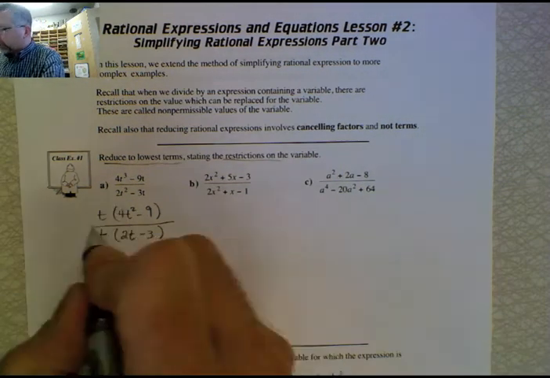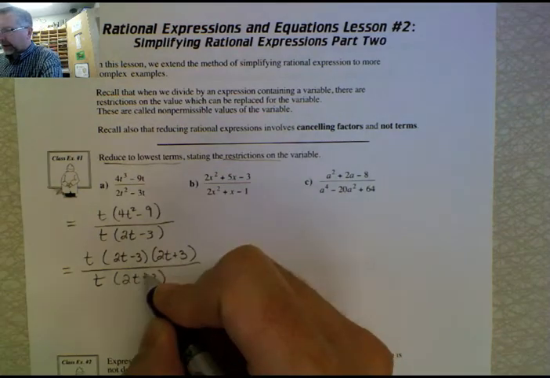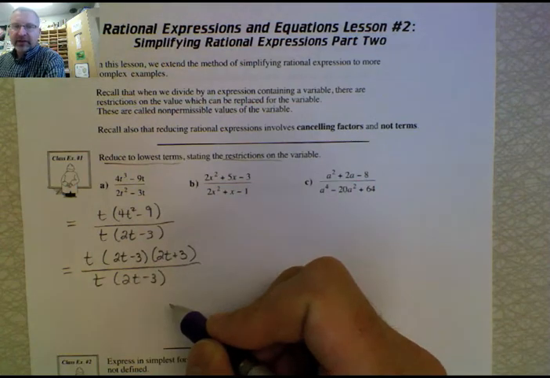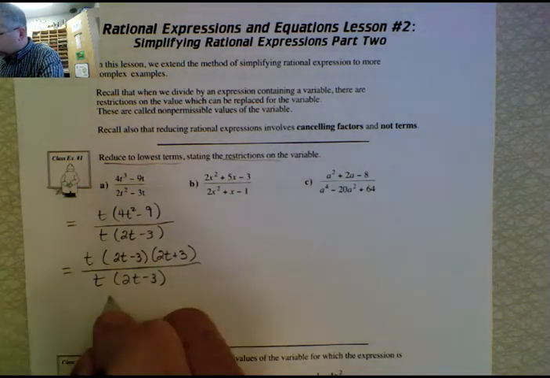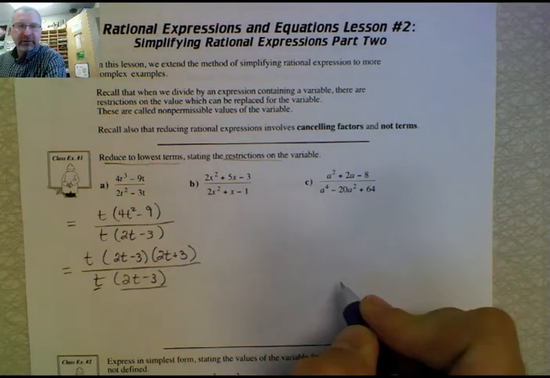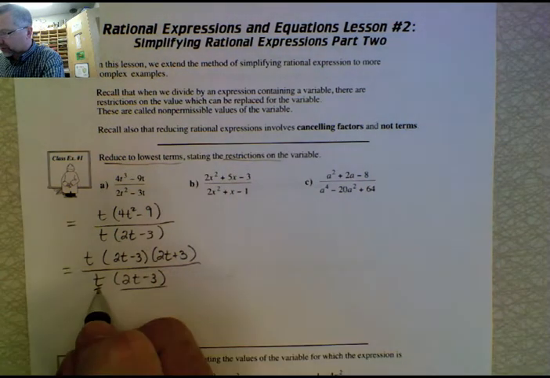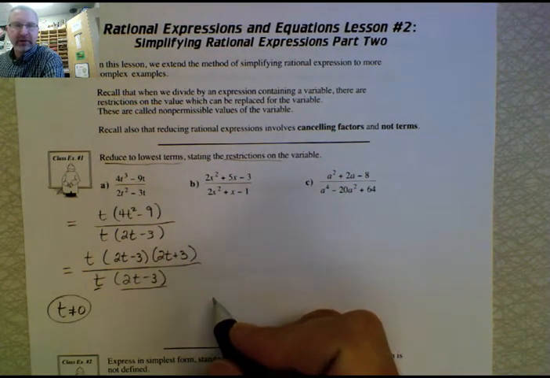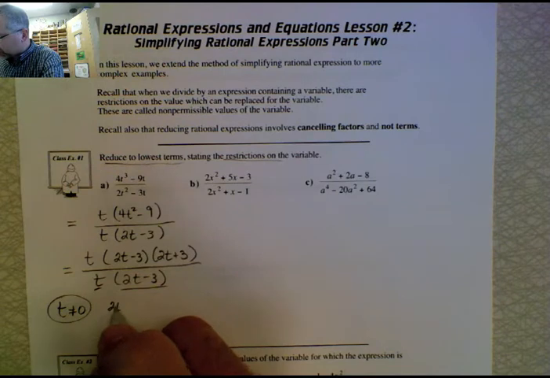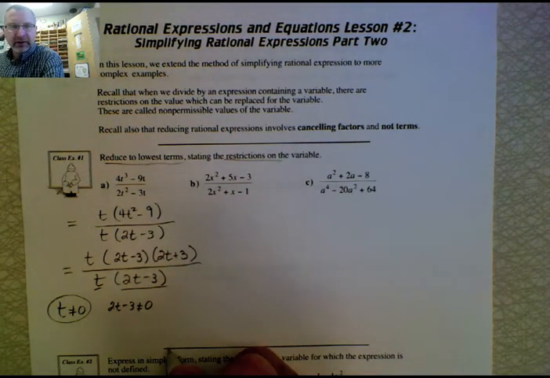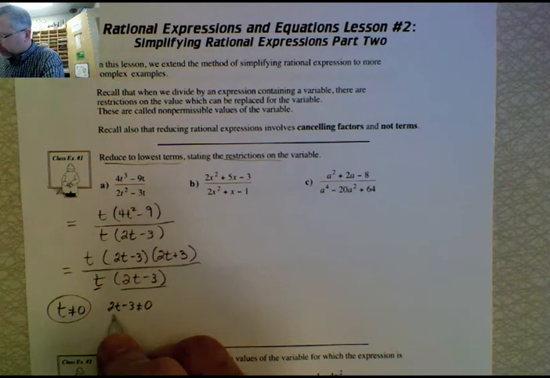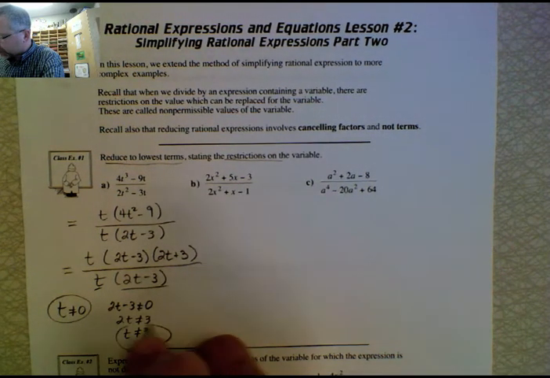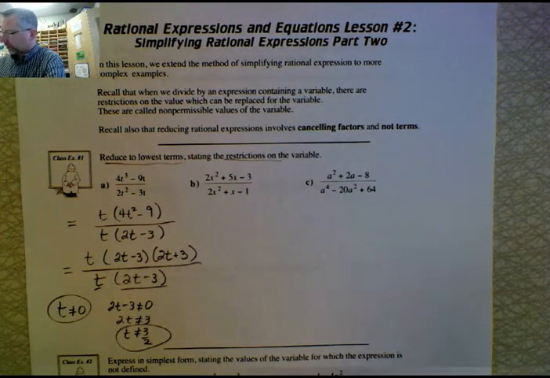Remember, before we actually go ahead and cancel out any common factors, we have to determine our restrictions. We have two parts of the denominator that we have to look at. t by itself tells us one of our restrictions is t cannot equal 0. If you take 2t minus 3 and say it cannot equal 0, add 3 to the other side, and divide by 2, your second restriction is t cannot be equal to 3/2.